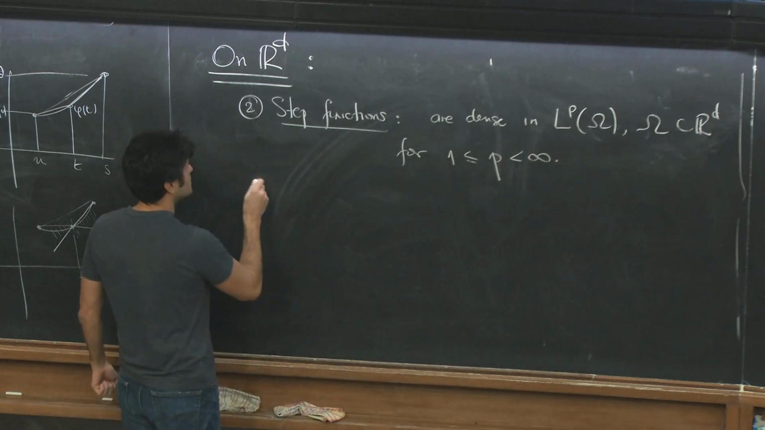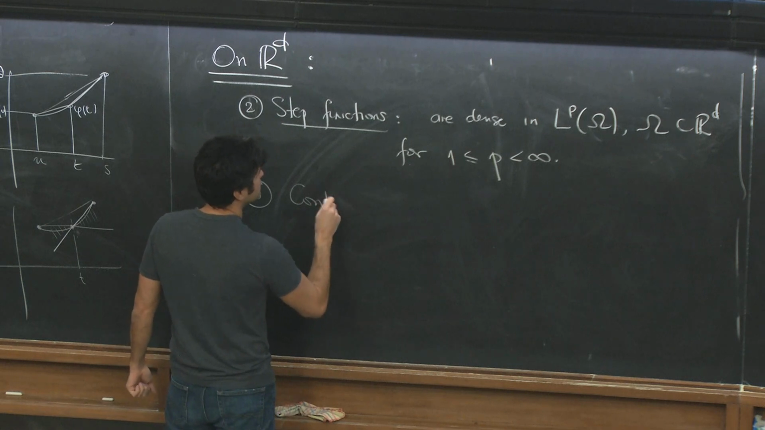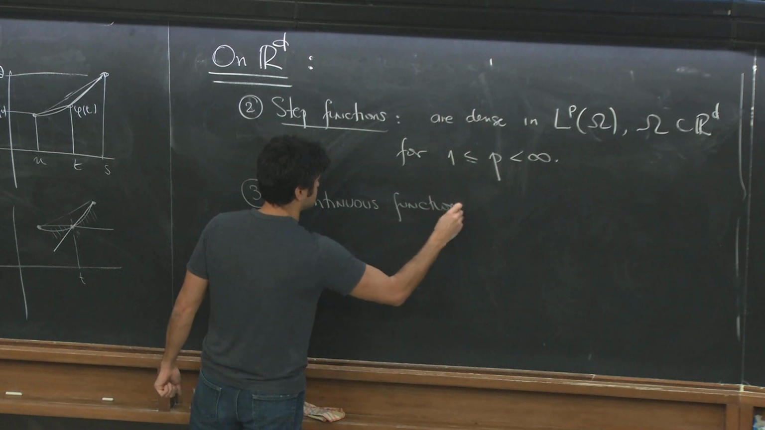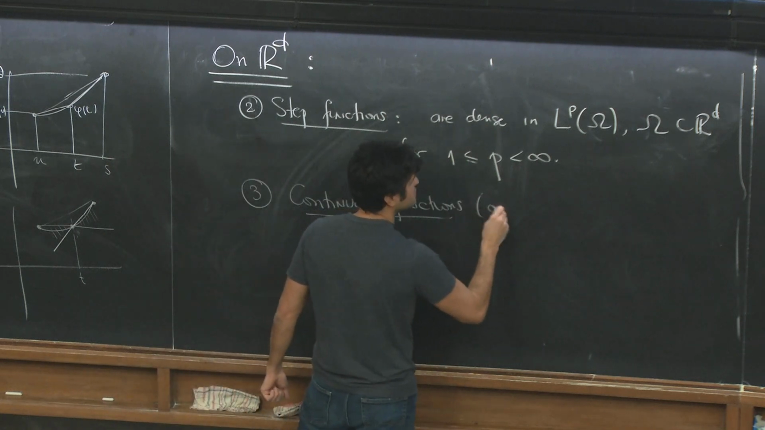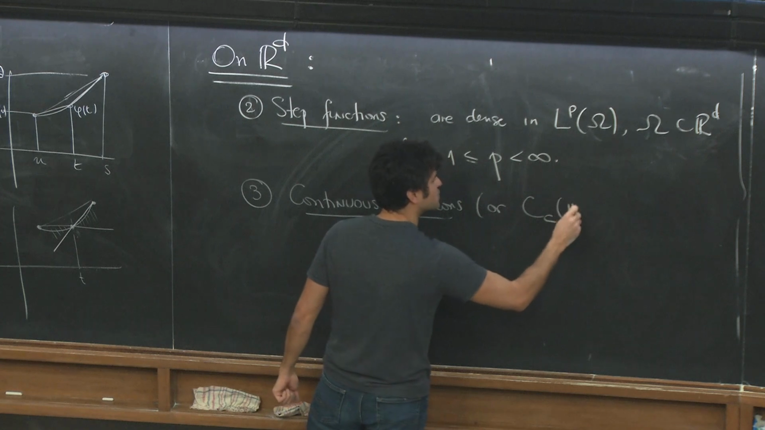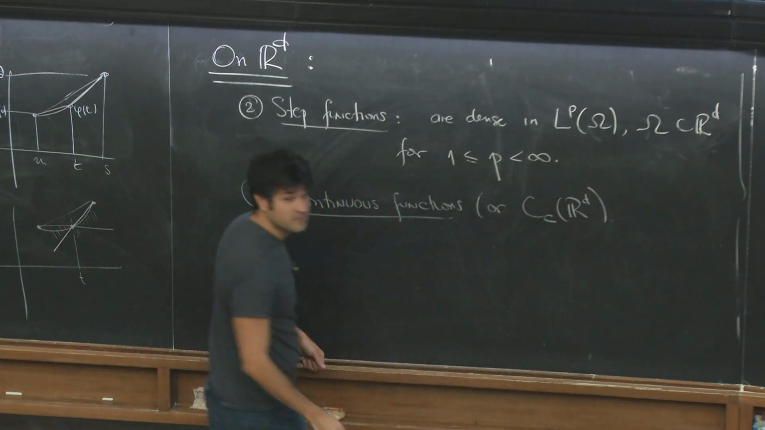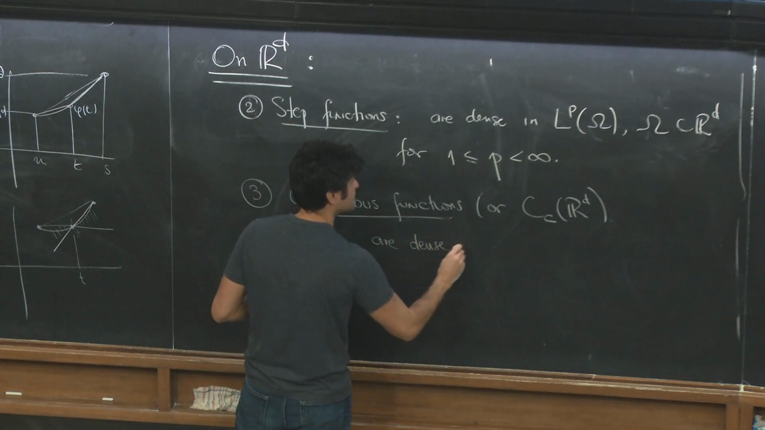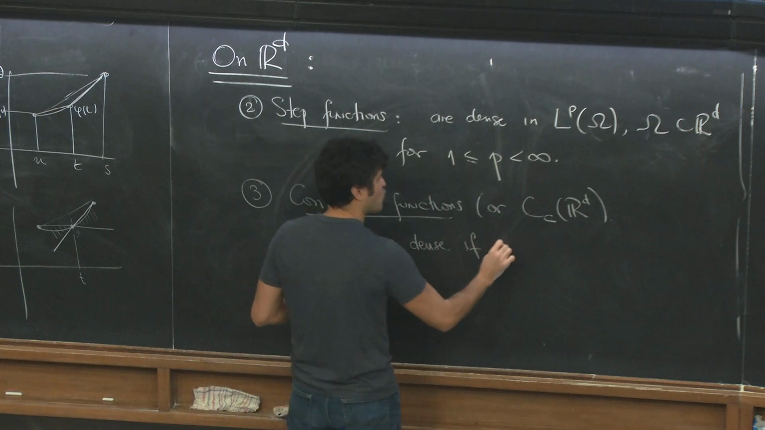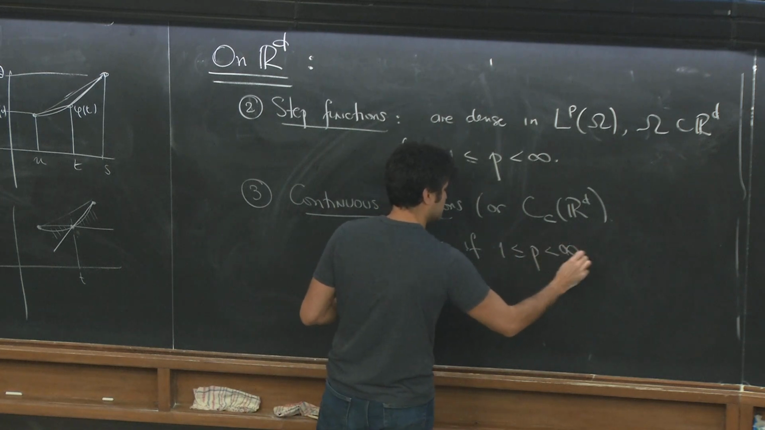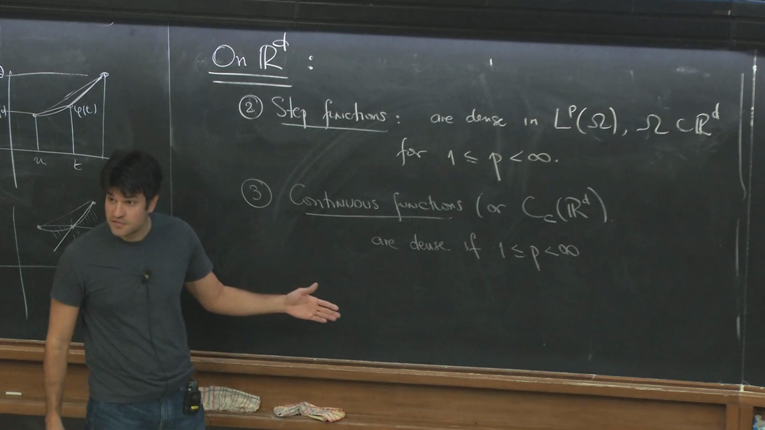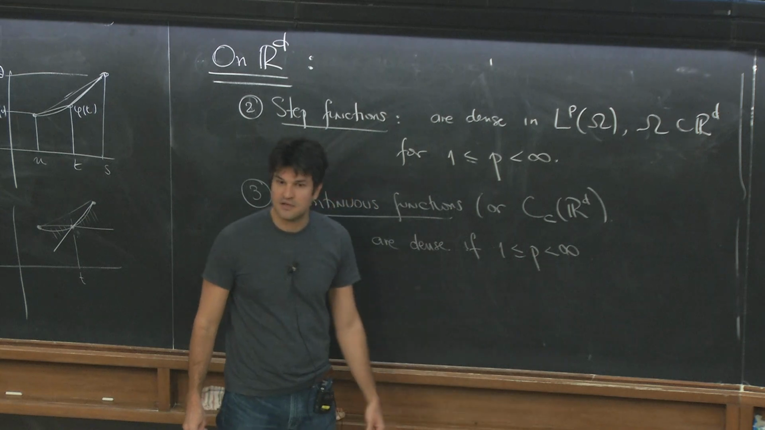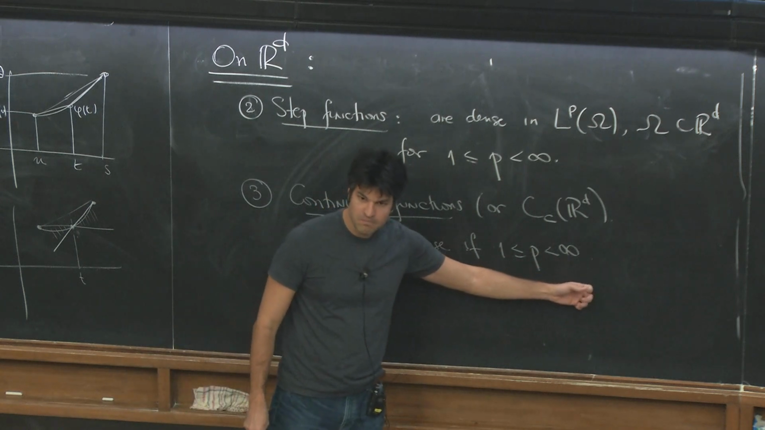Number 3, continuous functions. Continuous functions, or even continuous functions of compact support in R^D, are also dense if 1 is less than or equal to p less than infinity. So continuous functions are dense in LP for p bigger or equal than 1, but not infinity. If p is not infinity, how do you do it?